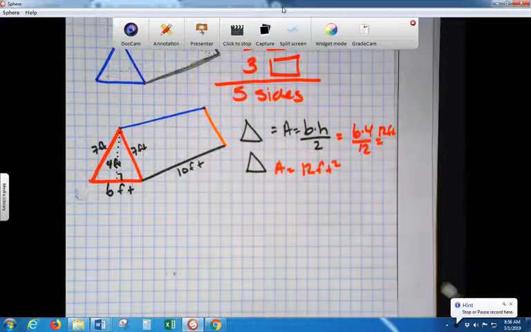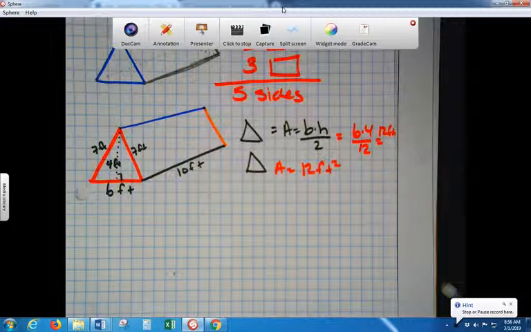Good. Now, how many rectangles do we have? 3. Do they all have the same measurement? No, they do not. Well, I think the sides have the same. Well, there are 3 sides. No, but like the left and right, not the bottom one.